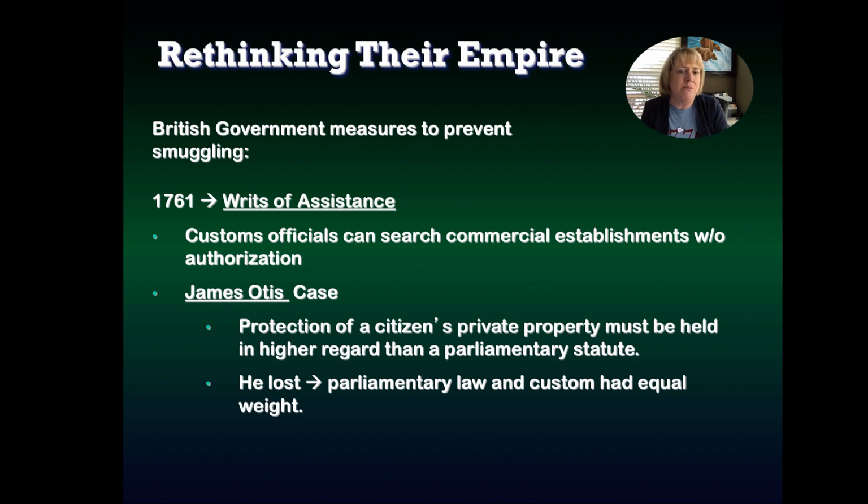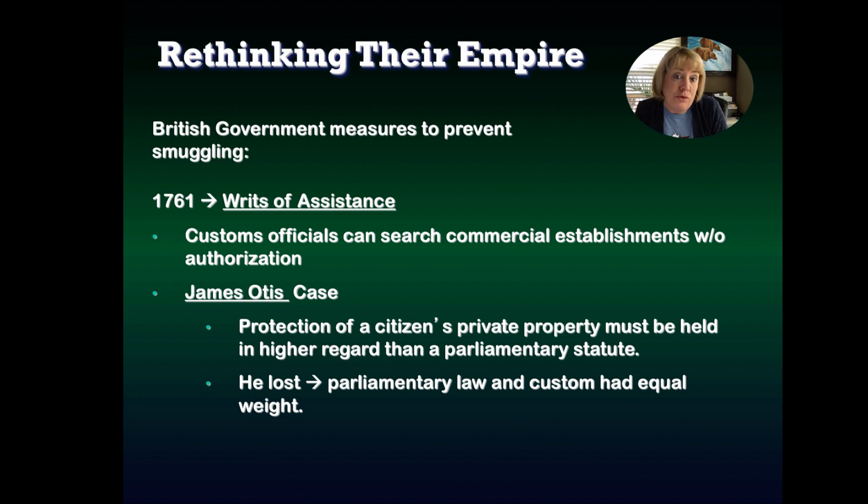It just says that British customs officials had the right to search any commercial establishment without authorization from anybody. Well, James Otis was a transportation specialist, or a shipper, in the colonies, and he is going to have a writ of assistance imposed on him. He is going to challenge that in the English courts, and he's going to say that the protection of a citizen's private property has to be held higher than anything, higher than any parliamentary law. We have the right to private property.